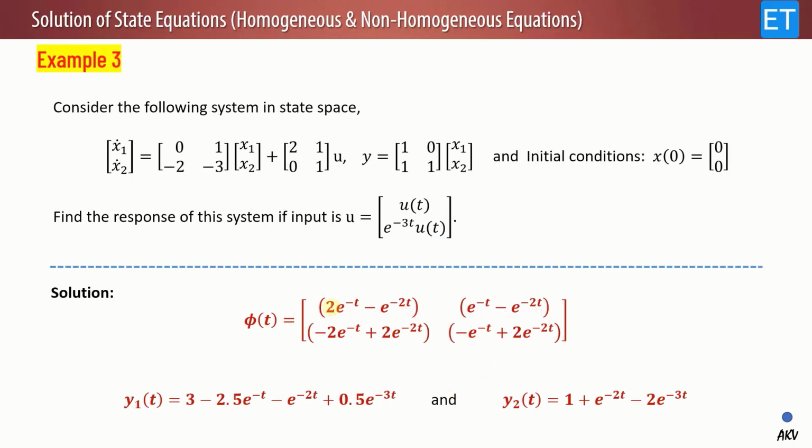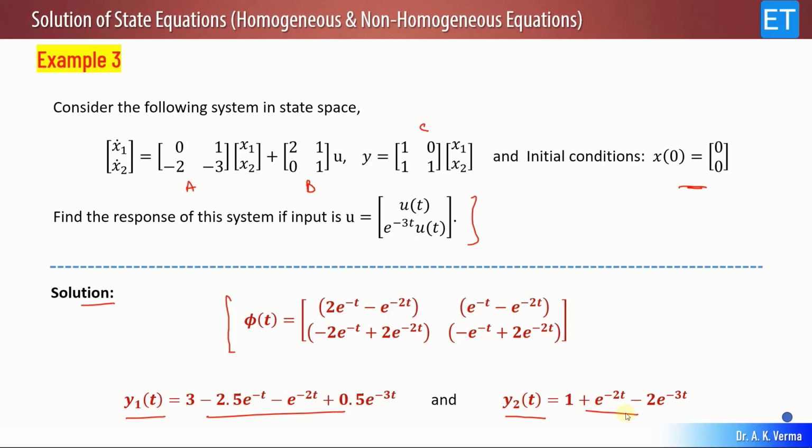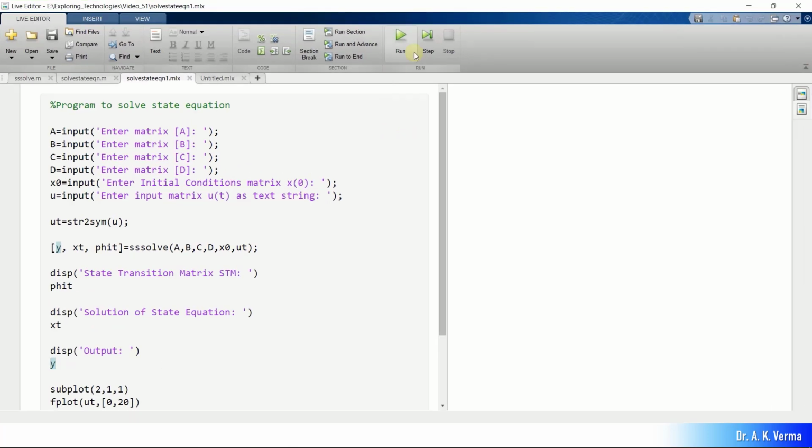So this is the third problem where this is the A matrix, this is the B matrix, C matrix, initial conditions, and the input. So all the theoretical steps I have already shown you in the previous slides, right? So this is a 2 input 2 output systems, and as a solution you will get the same phi t because the A matrix is same. And as outputs you got these two expressions y1 and y2. So these are the two outputs. So let me try this in that MATLAB program.